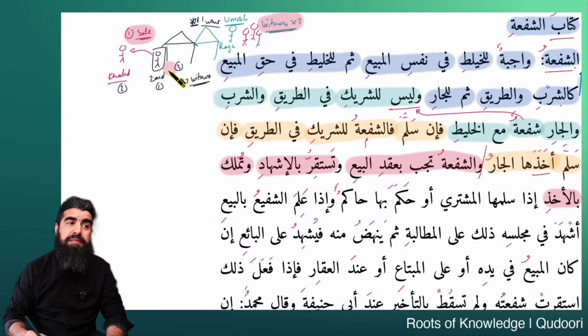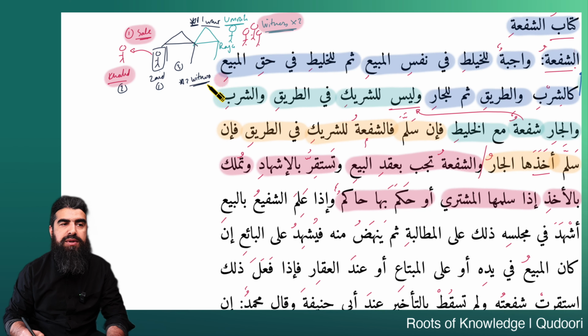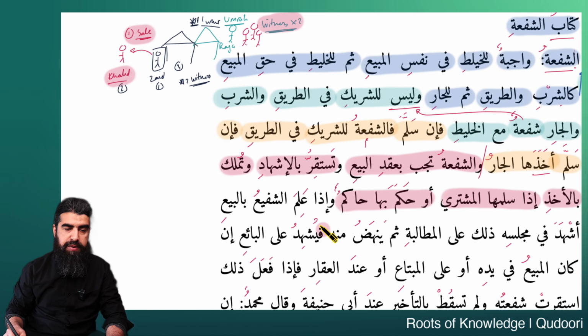Then he's got to pay the money to the seller, and then the previous contract has to be void. إِذَا سَلَّمَهَا الْمُشْتَرِي, if the mushtari, in this case Khalid, hands the property over to Raja, أو حكم بها حاكم, or an authority passes a ruling regarding it. So that's basically the gist of exactly what's going to happen in the court case, and I've told you about the two witnesses which we're going to be talking about now.